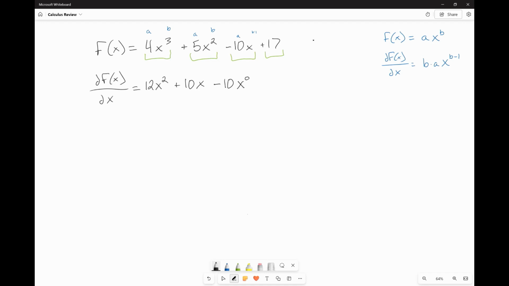So this is x to the 0 power. Does anyone know what x to the 0 power is? I'll just write this rule over here. X to the 0 power is just equal to 1, actually. So we can just delete this.